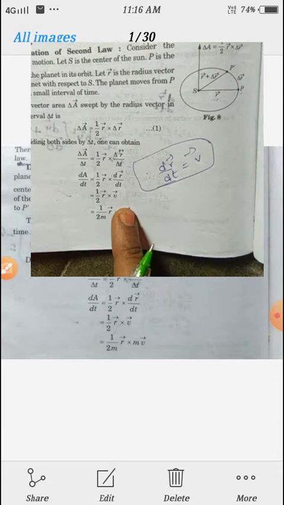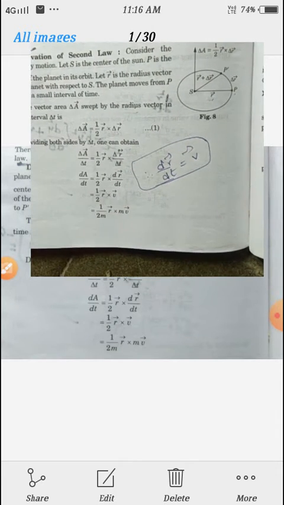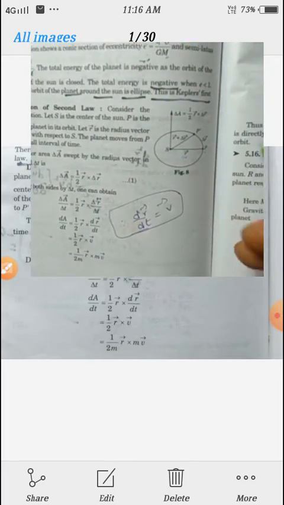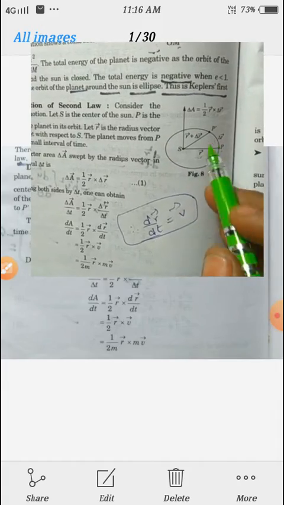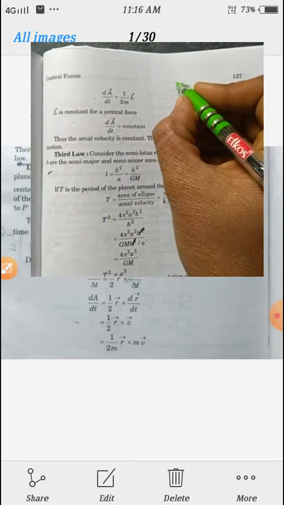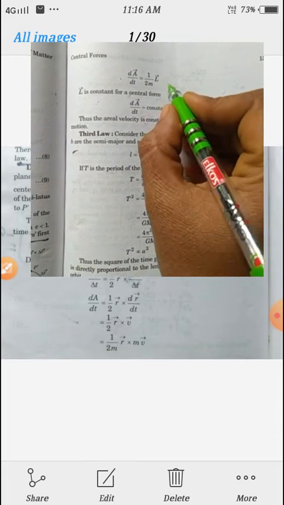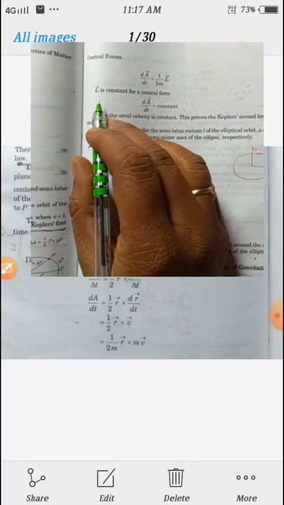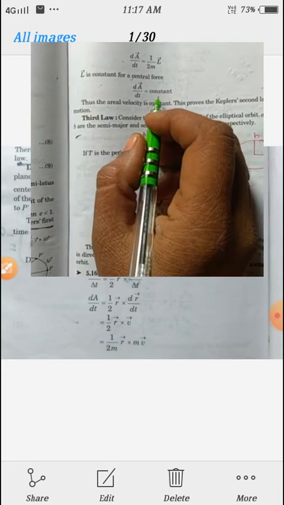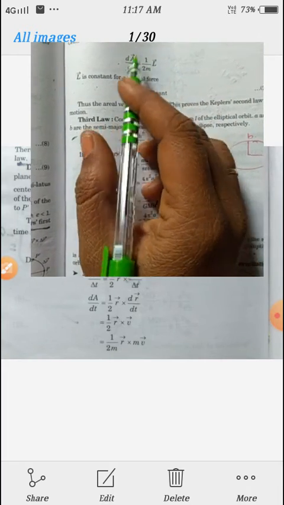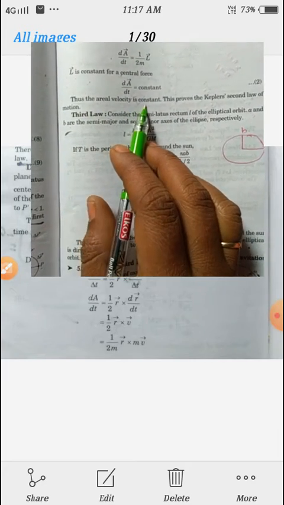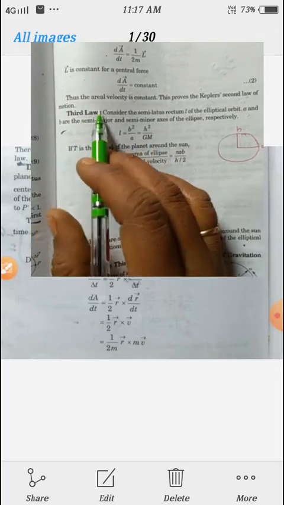We know that mass into velocity is momentum, p equals mv. Since this is rotatory motion, R cross mv is the angular momentum L, so dA by dt equals L by 2m. Here L is a constant for a central force, so dA by dt is constant. So the areal velocity is also constant under central force. Thus the areal velocity is constant. This proves Kepler's second law of motion.